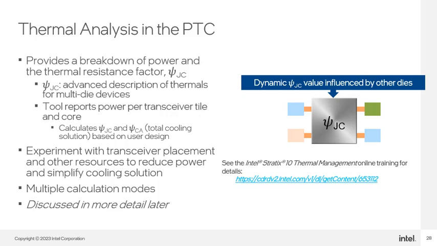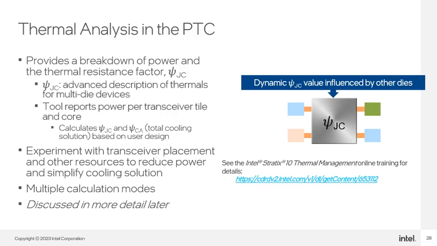The PTC reports SciJC values for each die based on the design implemented in the device and the effect of multiple dies. The report provides a breakdown of power between the transceiver tiles and the core die. The tool calculates SciJC specific to your design. A SciCA value is also reported as a goal for the design of your cooling solution.